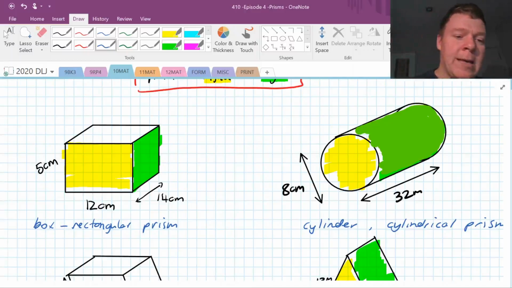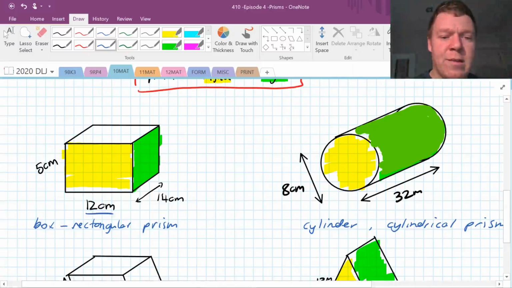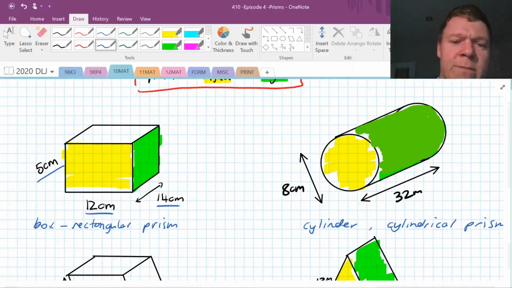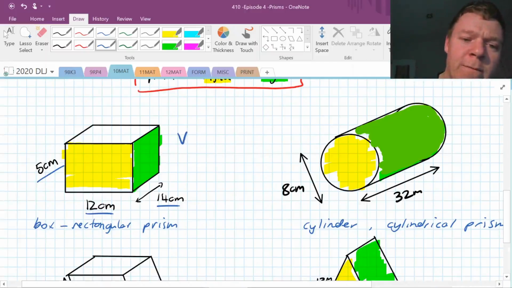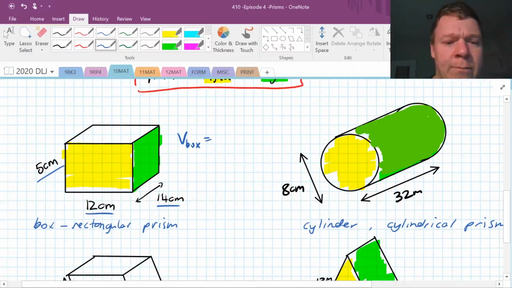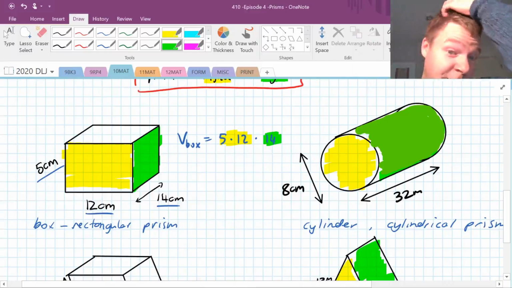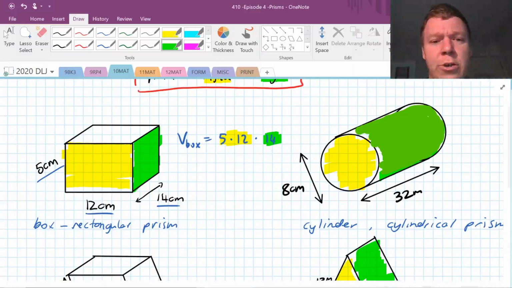But anyway, that box has about these dimensions: 12 centimeters by 5 centimeters by 14 centimeters. So let's work out the volume of this box. The box equals 5 times 12 times 14. So that's the area of the face, and that's the length that it's been extruded.